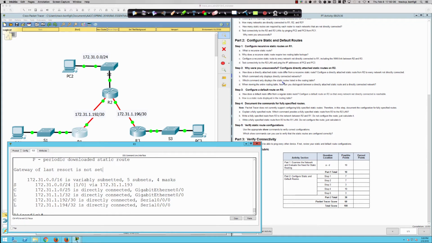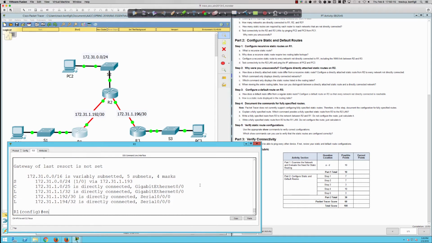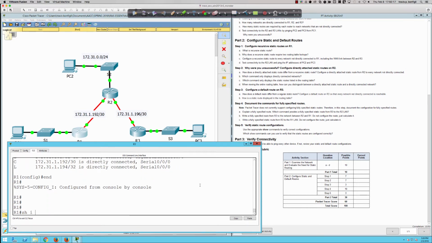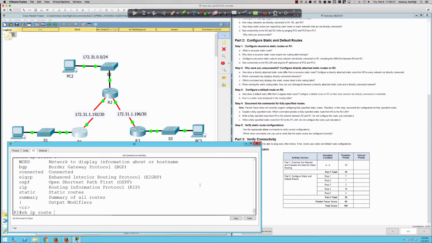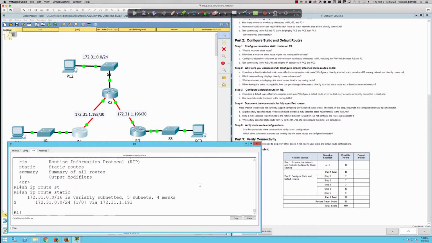That is a recursive static route, and that is what we've just created. Which command only displays the static routes listed in the routing table? What do you think? Show IP route, and I'll do it from show IP route, question mark, and static, right? So there's the static route, and that is our static recursive route.